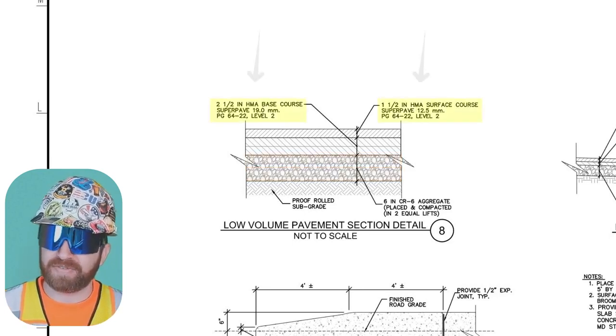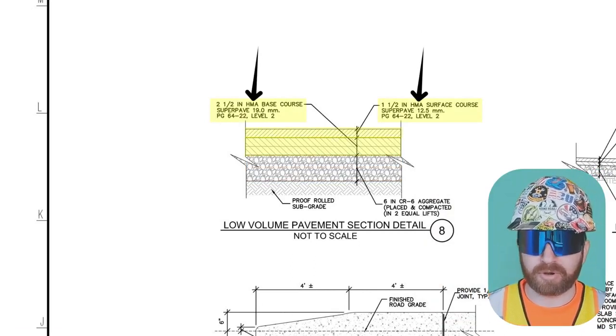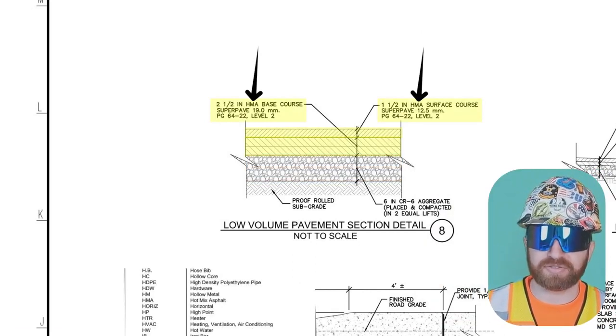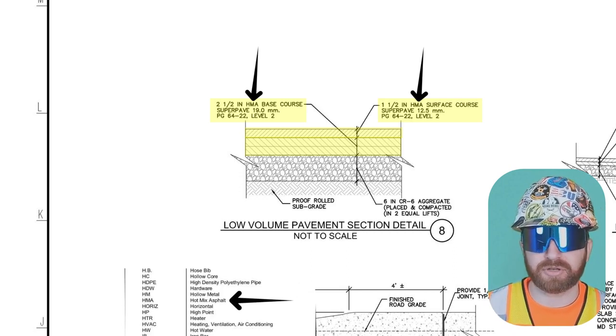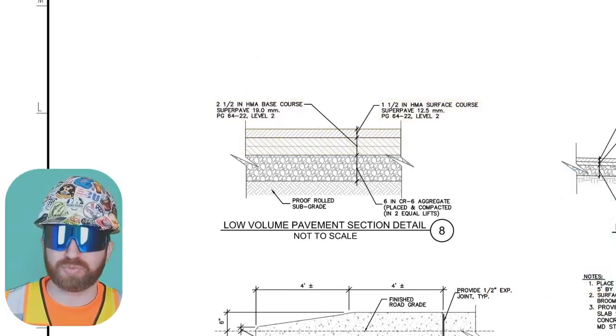All right, next it looks like we've got 2 layers of HMA. Wait, that sounds familiar. Well, if you recall from our abbreviations, HMA stands for hot mix asphalt. So this is a good reason why we read that abbreviations page. All right, keep this detail in mind as we move forward.